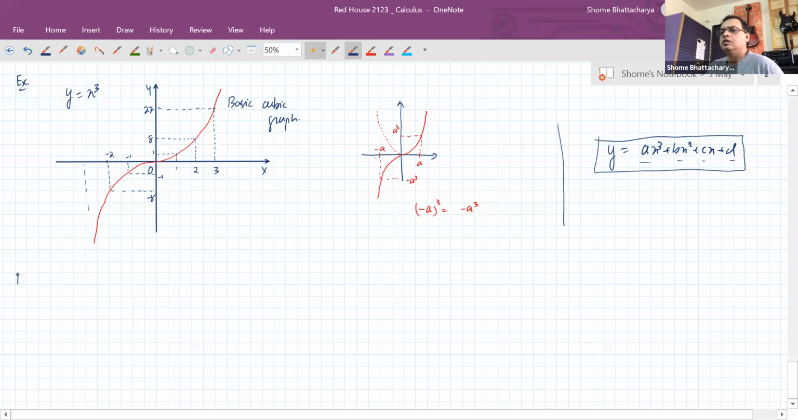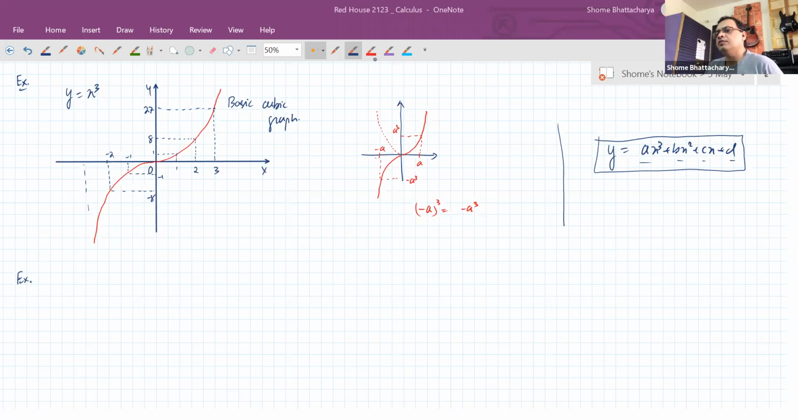The shape of the graph will change as the function changes, in quadratic and in cubic function. Yes, absolutely. Every function has its particular type of graph. Like x square has a particular type of graph, x cube has a different graph, linear function has a different type of graph, right? Yes, sir.